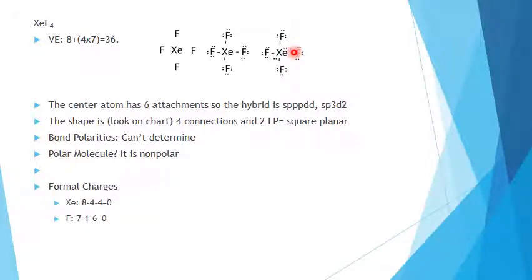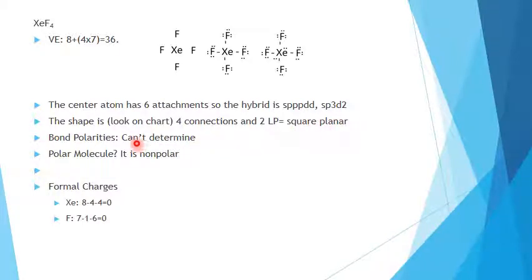Okay, and you look at it. How many attachments does xenon have? It has 4 bonds and 2 lone pairs, so it has 6 attachments. So the hybrid is going to be s, p, p, p, and then 2 d's, so sp3d2. When you look at the charts, it's the structure with 6 connections, the one that has 4 connections and 2 lone pairs. This would be square planar.